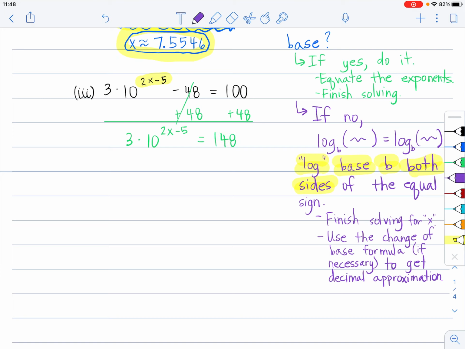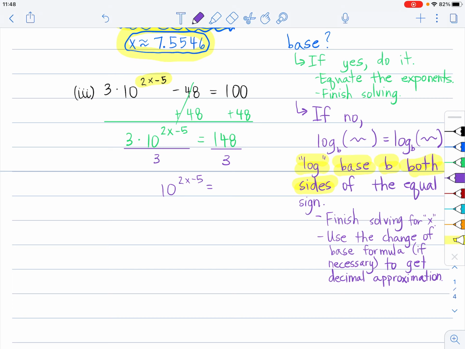Next, my guy with x in his exponent is not all by himself. Side note, this 3 cannot multiply times this 10. We can only multiply when we have the same base and add the exponents. This is not a 30 raised to the 2x minus 5. We do need to get the guy with x in his exponent all by himself. The opposite of times 3 is to divide by 3, divide by 3. That gives us 10 to the 2x minus 5 is equal to 148 divided by 3.